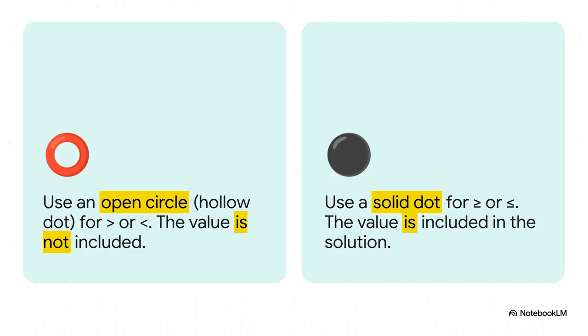When we put these on a number line, we use a really simple code. For the strict greater than or less than, we use an open, hollow circle. That's our way of saying the starting number itself isn't included. But for greater than or equal to or less than or equal to, we use a closed, solid dot. That means, yep, this starting point is definitely part of the solution set.